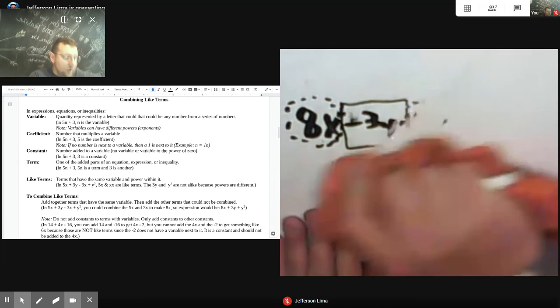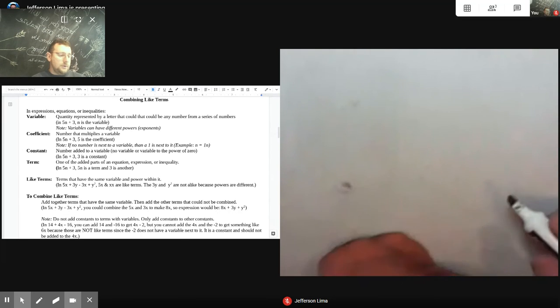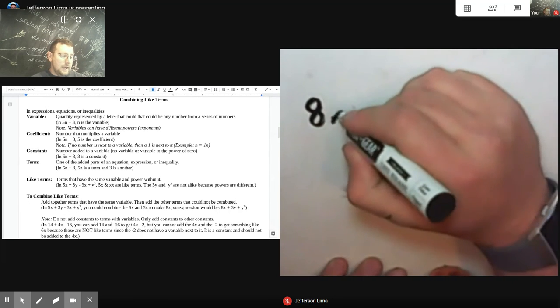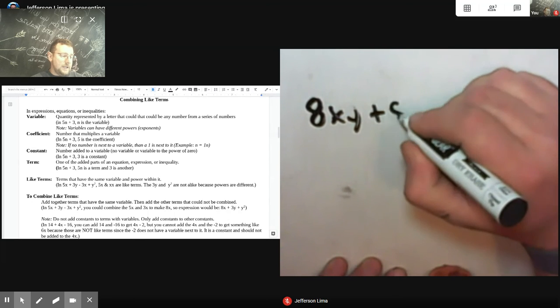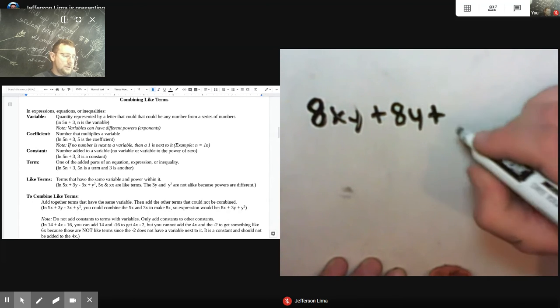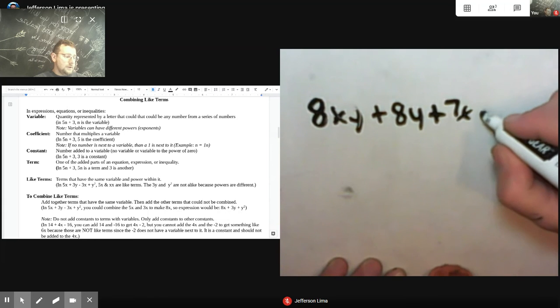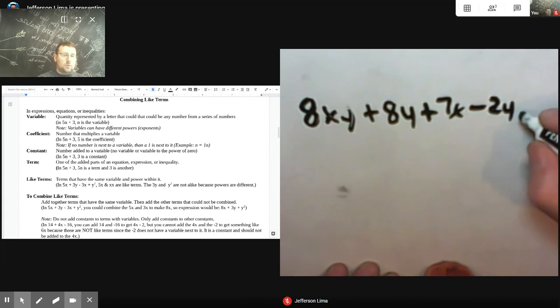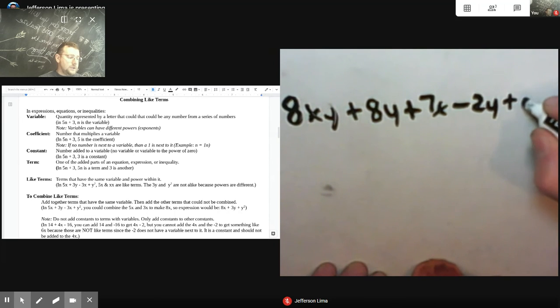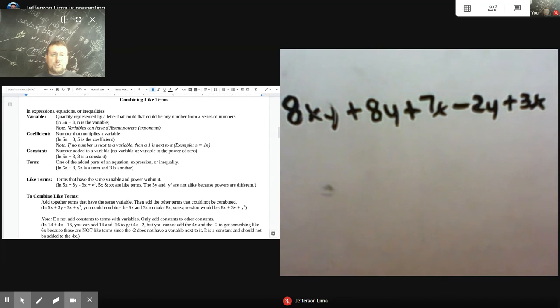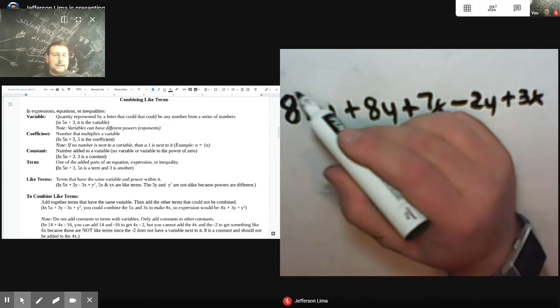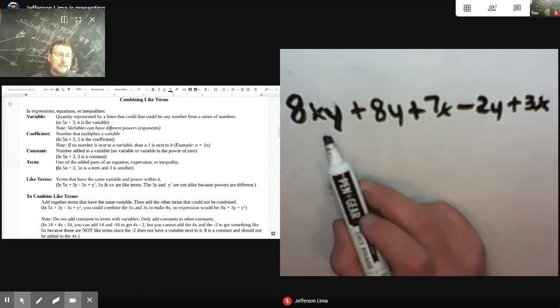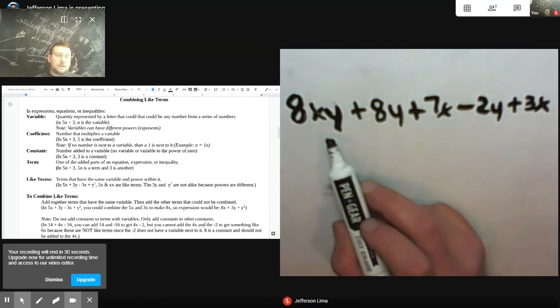So let's try one more of those and see what we can do. So let's say 8xy plus 8y plus 7x minus 2y. All right. Oh, and let's do plus 3x. Okay. Which terms are alike here? You might be tempted to see an 8x in here, but this doesn't have the same letter combination as everybody else. There's an xy, so that's actually a term on its own.